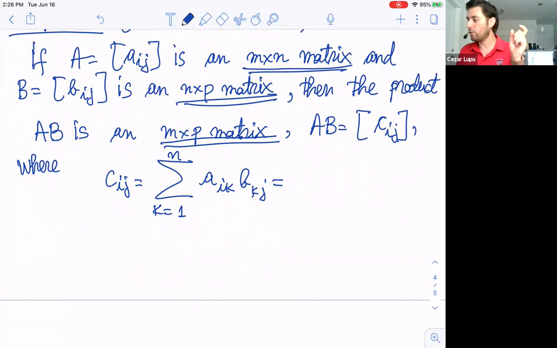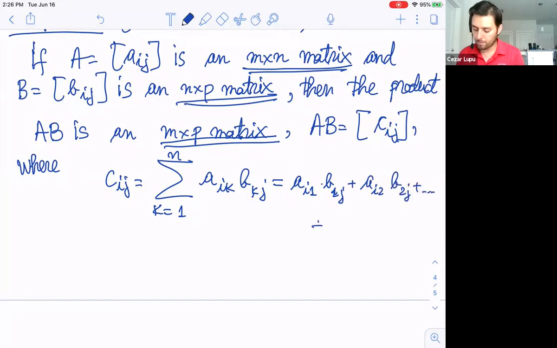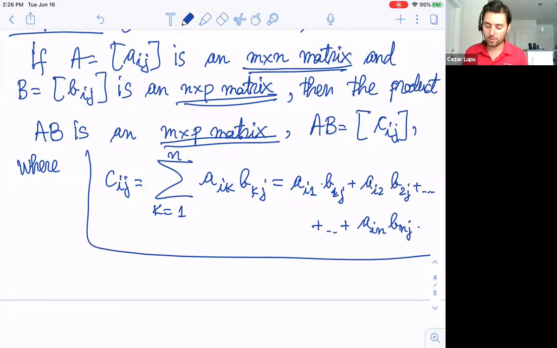As you will see, when I do an example, you'll see that I take the first row and multiply with the elements from the first column. So this will be like a row-column procedure. If you want to write it, this is a_i1 times b_1j plus a_i2 times b_2j plus, and so on, all the way plus a_in times b_nj. Okay, so this is how we operate with the product of matrices.